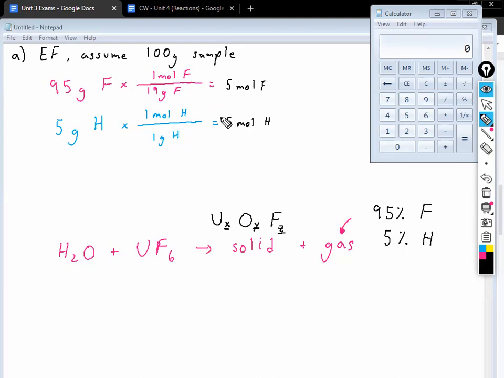All right. So that means that in this 100 gram sample of this gas, we have 5 moles of fluorine and 5 moles of hydrogen. So if we wanted to write the empirical formula, all we need to do is put H5, because there's 5, and then F5. Okay, but we know that for empirical formulas, you have to have the lowest common factor. And so we would have to just divide by the common factor, which is 5. And so the empirical formula of this gas is just going to be HF.